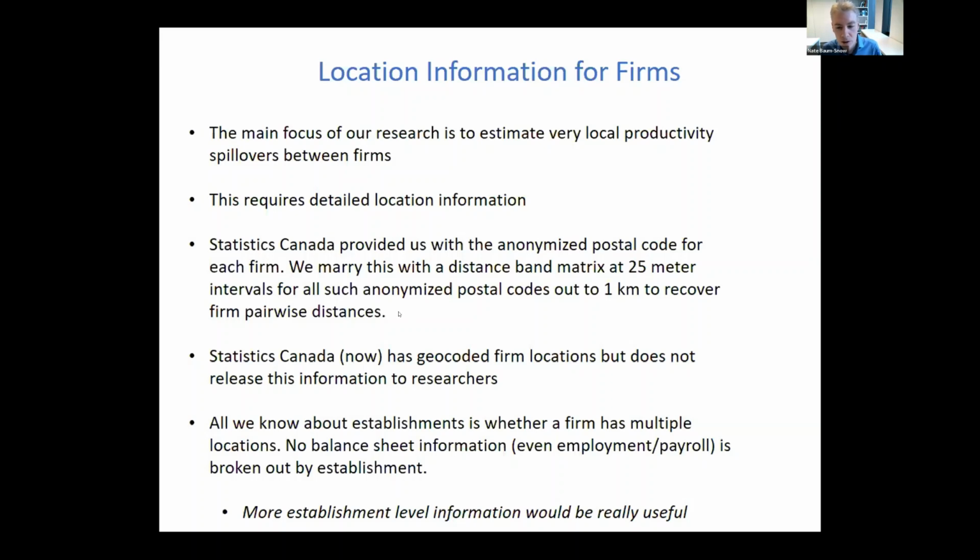Now, for researchers like us, they did not give us exactly that information, but we were able to get kind of an anonymized postal code with a distance matrix at 25-meter distance bands. And that worked quite well for our research application here. And that's the sort of thing I think you don't find in other firm level data sets for other countries that have the whole population of firms.